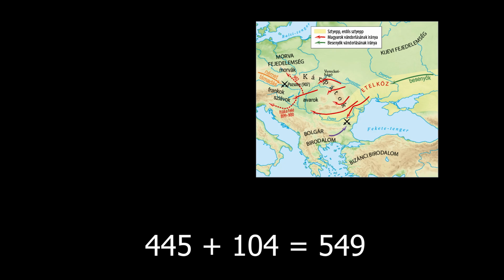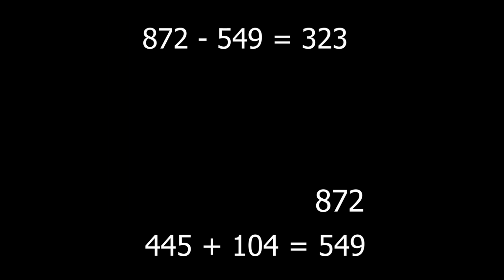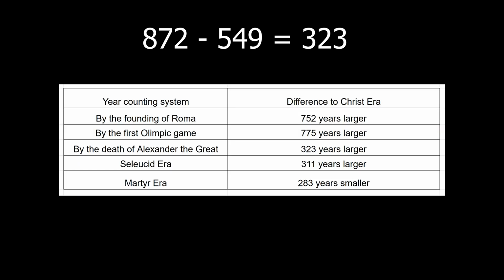The answer is no, but Simon Kisai, whom I mentioned earlier, puts the date of the second arrival at 872. The difference between these two dates is 323 years. In one of my previous videos, I've already presented this diagram, which shows the difference between different eras used in antiquity.